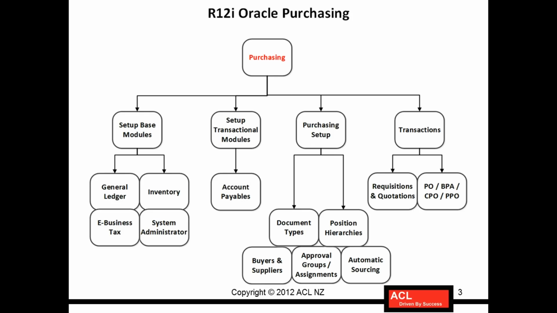Then you've got something called position hierarchies. I believe I've already told you a little bit about hierarchy. So position hierarchies are nothing but the hierarchies within your organization that you define so that your documents can be routed for approval based on those position hierarchies. Then you define your buyers and suppliers and associate the buyers with the employees.